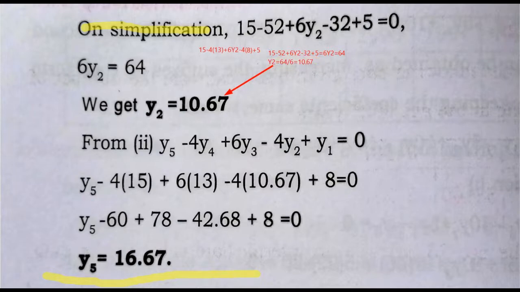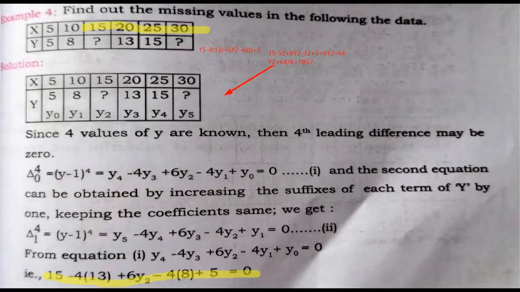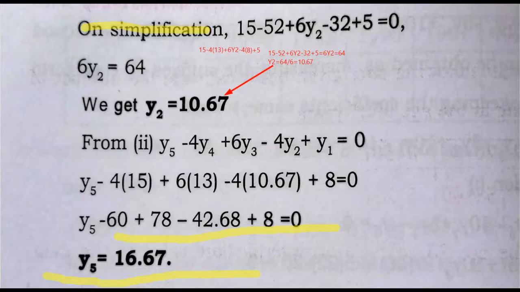Got it? Okay, next we will find y5 from equation number 2. What is equation number 2? We have already found it here: y5 minus 4y4 plus 6y3 minus 4y2 plus y1. We will write it here. Okay, y5 I have written as it is.